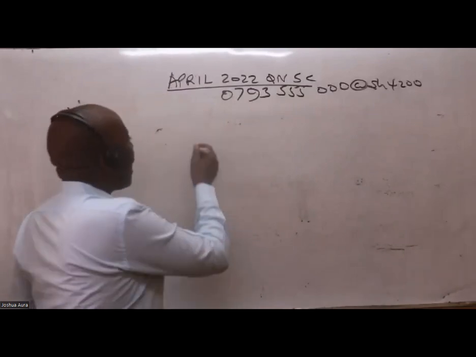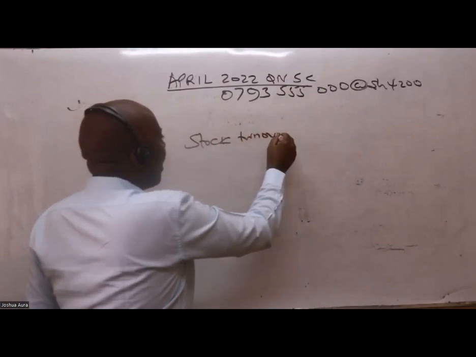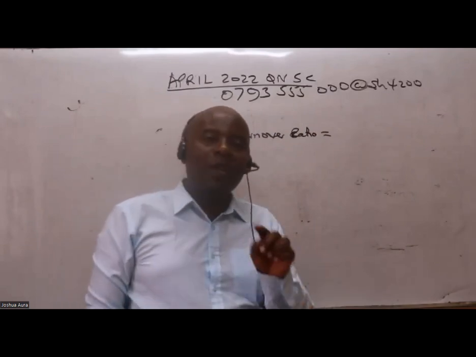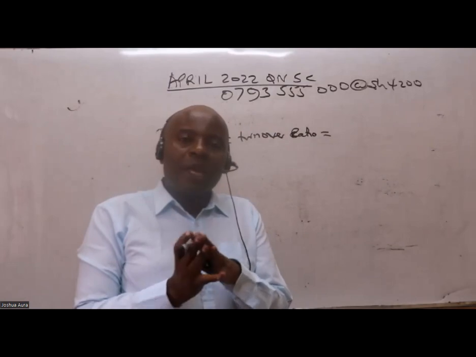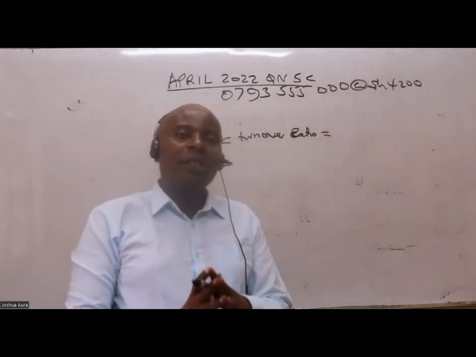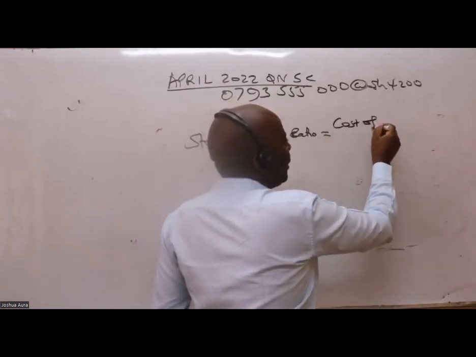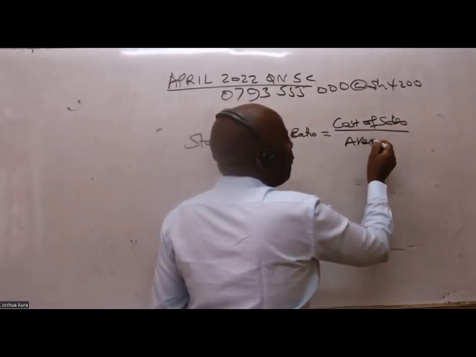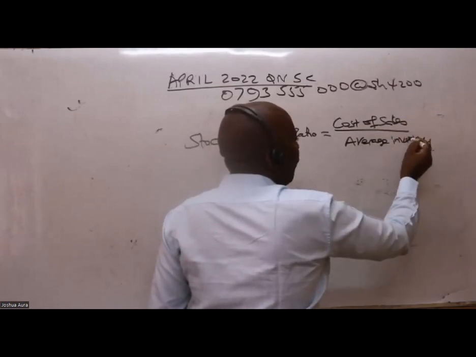To get the stock turnover ratio, normally we find stocks or inventories under what we call cost of sales. So anytime they want us to give them the stock turnover ratio, we shall take cost of sales in the numerator, all over what we call average inventory.